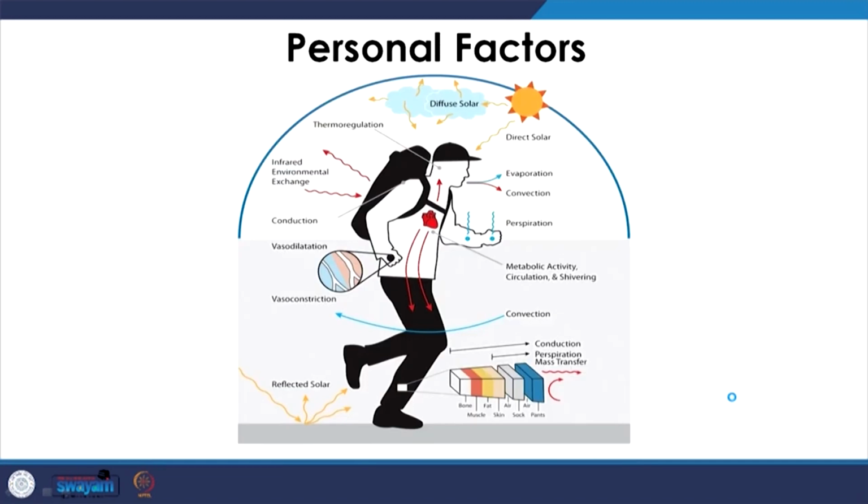Now, we come on to personal factors. Personal factors are two: one is clothing and the other one is metabolic rate. If we are properly clad in woolen clothing, winter clothing, at the same temperature we would feel comfortable because our clothing is heavy, our clo value is high. The second personal factor is metabolic rate.